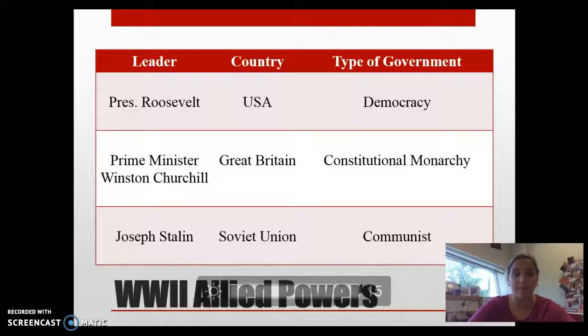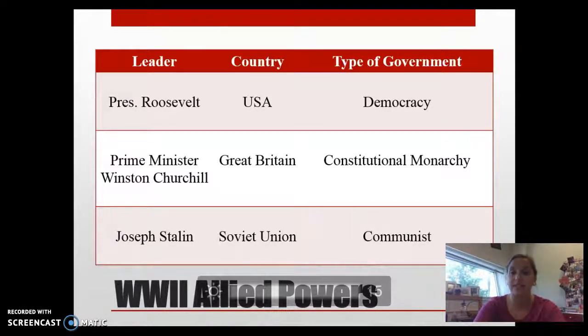So the leader at the time for the United States is President Roosevelt. Remember FDR, he brings in the New Deal. Things are kind of looking up here for the United States, and he helps to get us there. So President Roosevelt is leading our country during World War II, and the type of government we have, obviously, is a democracy. Now, Great Britain has Prime Minister Winston Churchill.